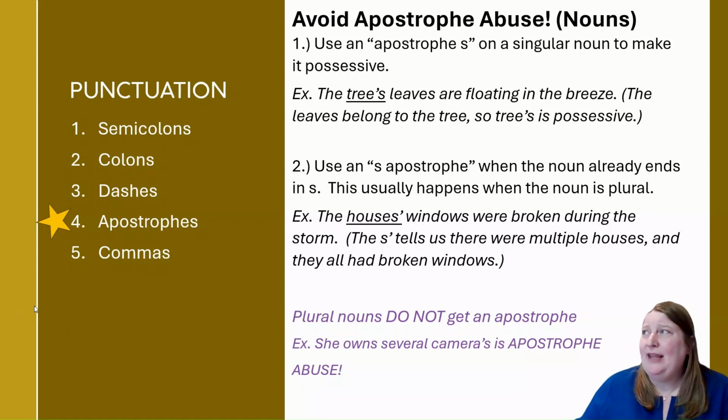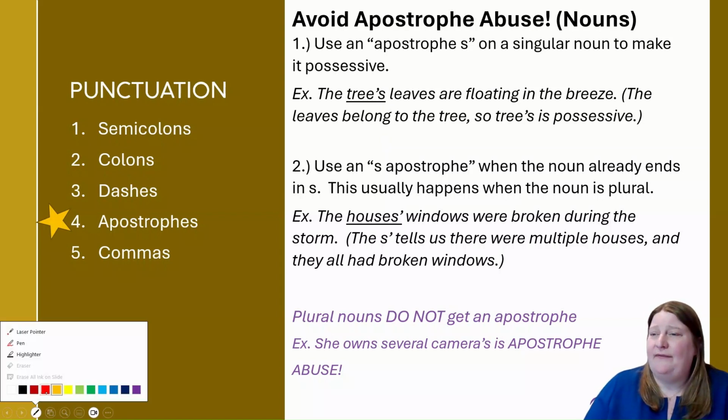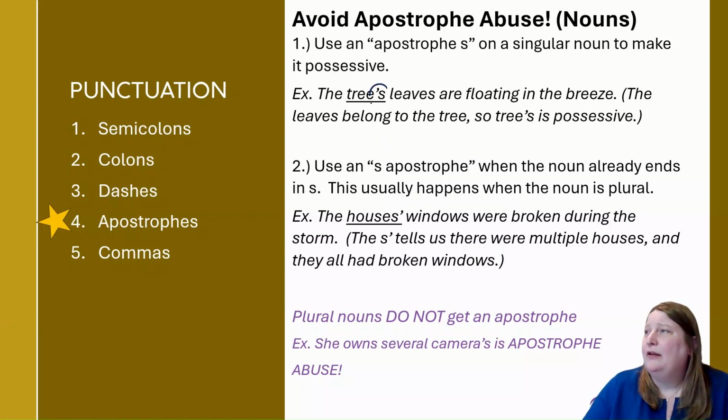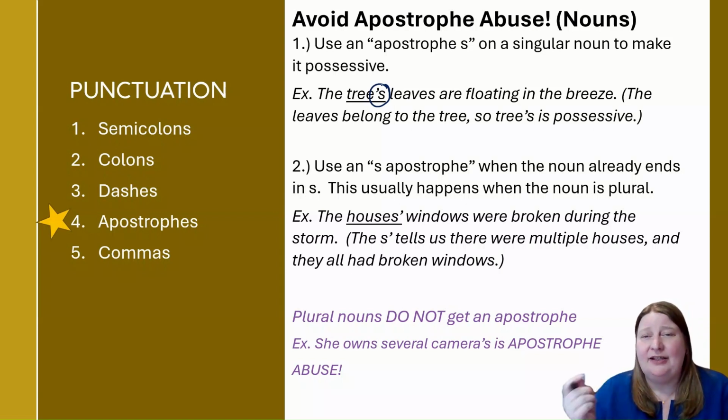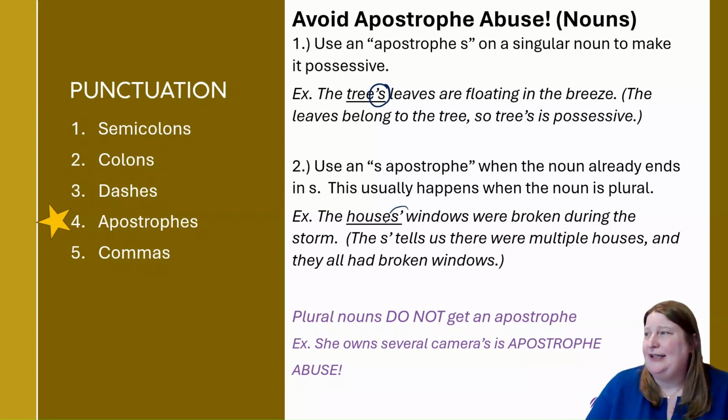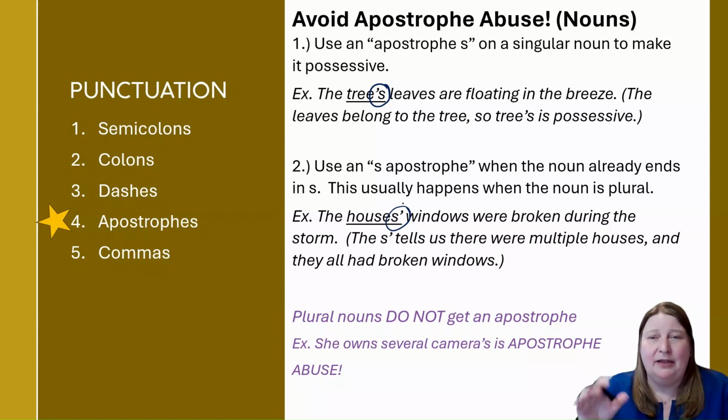All right, so apostrophes with nouns are used to show possession, such as the tree's leaves are floating in the breeze. And we can see here, this is an apostrophe S, which signifies there's only one tree, right? If it were the S apostrophe, now you would have multiple trees. Like here, the houses' windows: houses are already plural and we just tack the apostrophe onto the end. That means that it was multiple houses that had their windows broken. It must have been a terrible storm, right?